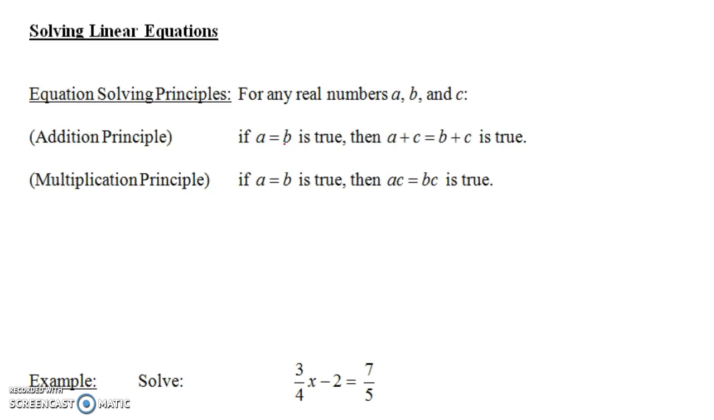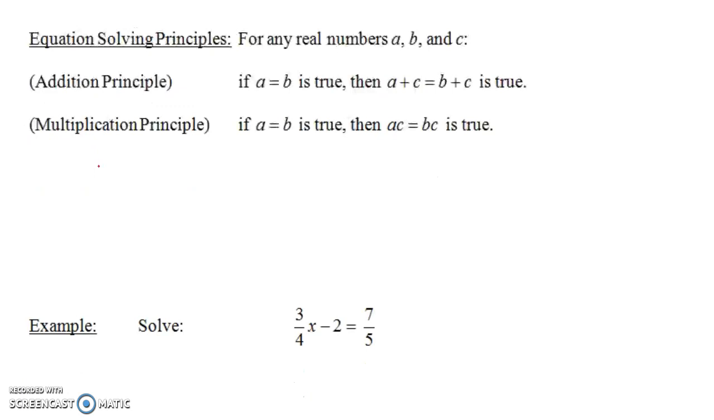So in other words, what this is saying is if you have two sides of an equation that are equal, a equals b, you can add c to both sides, add a constant to both sides, and they'll still be equal. A plus c will still equal b plus c. We have a similar principle for multiplication that says that if a equals b is true, then ac will also equal bc. So in other words, if two sides of an equation are equal, then multiplying both sides by the same constant c will still be true.